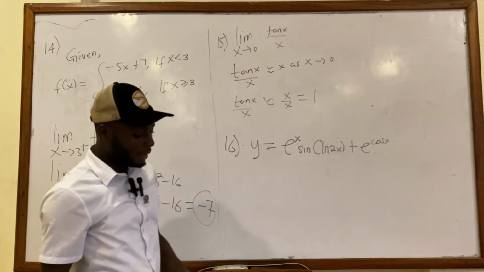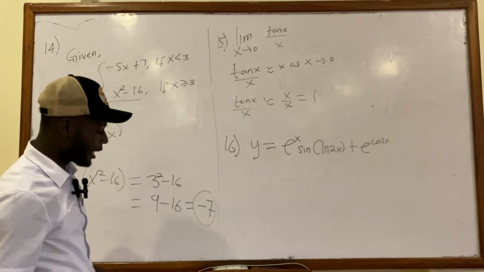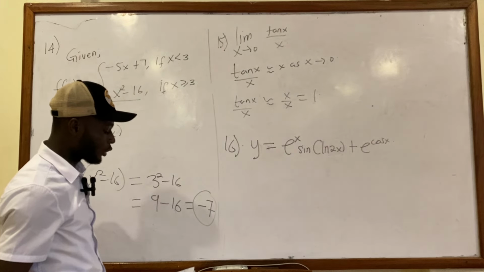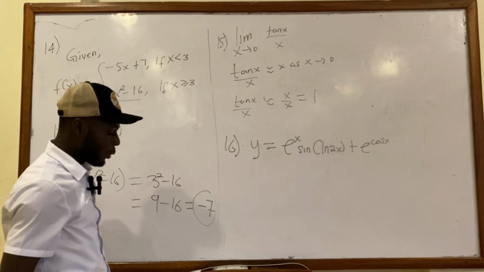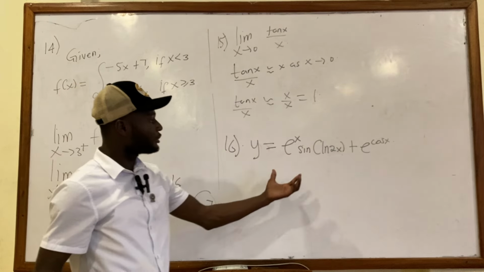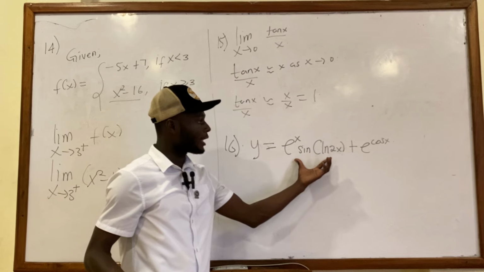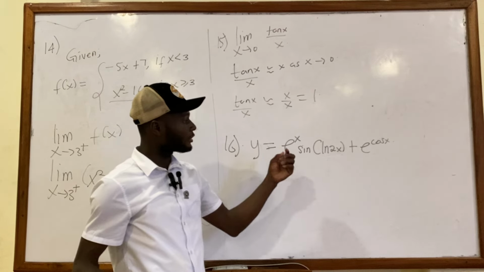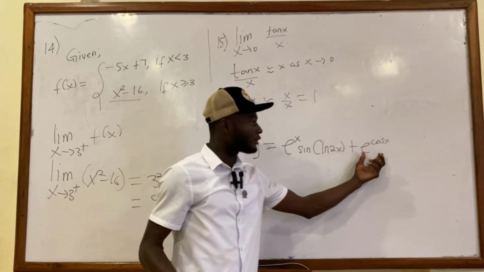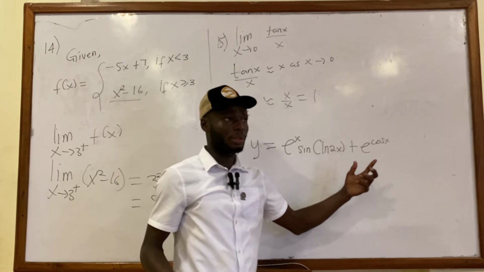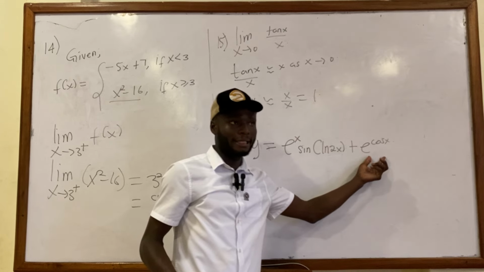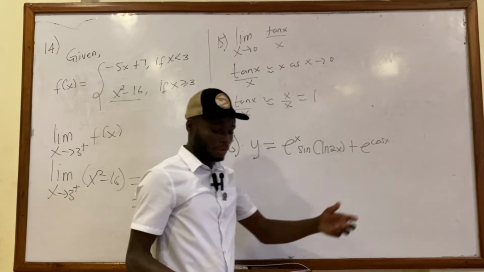To compute this derivative, we use the product rule and the chain rule. We use the product rule on this first part because there are two functions multiplying, and then there is only one function over here, so we use the chain rule on this one.